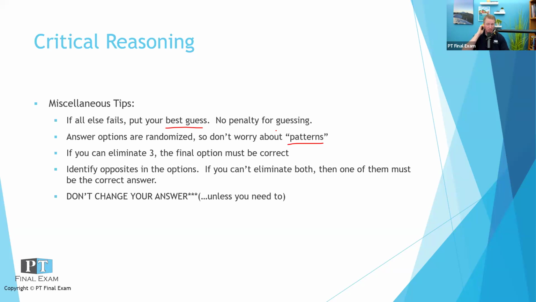If you can eliminate 3 answer options, then that leaves you with the correct answer, right? So try to eliminate as many as you can. Look for opposites in the options. Again, it helps you eliminate down to a 50-50 shot at answering the question correctly.